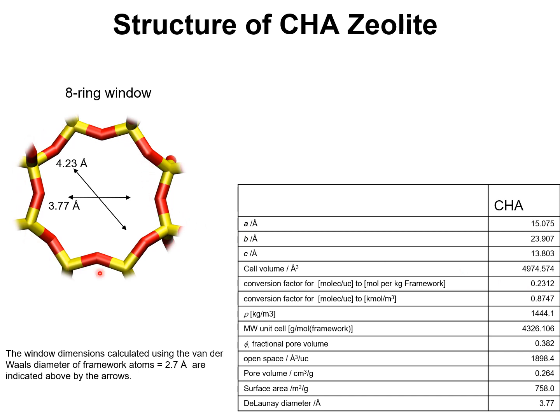Here are the window dimensions. This is 3.8 angstrom in this direction and 4.2 angstrom in this direction. This table provides further structural details such as the dimensions of the unit cell, the framework density, the pore volume, and the surface area.